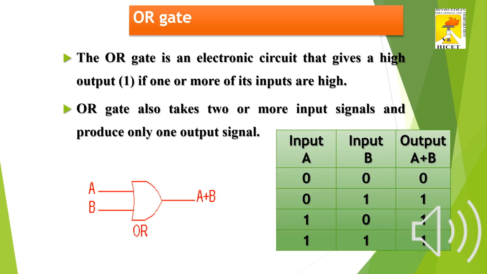Okay, simple addition. 0 plus 0 is 0, 0 plus 1 is 1, 1 plus 0 is 1 and 1 plus 1 is 1. Okay, if any of the inputs is true, it gives the output as true. This is the notation for the OR gate.